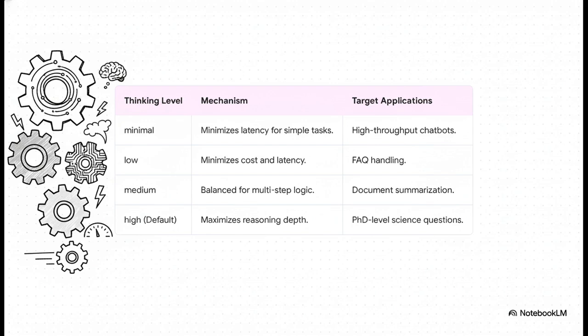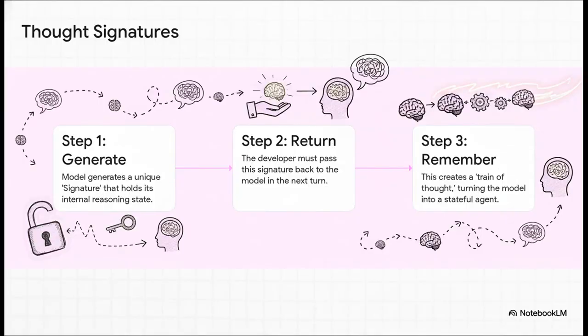Minimal is like first gear, perfect for high-speed, simple stuff like a basic chatbot. But high? That's for when you're on the highway, tackling complex, PhD-level problems. This lets developers dial in the precise amount of brain power they need, optimizing for speed and cost with incredible control.